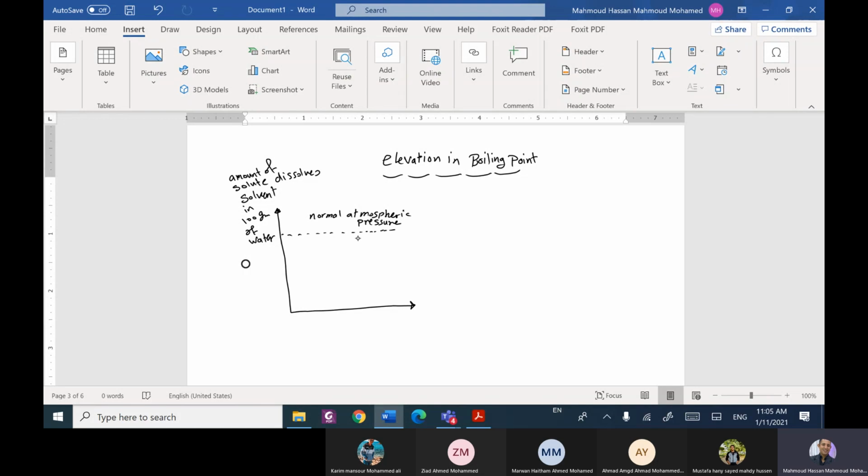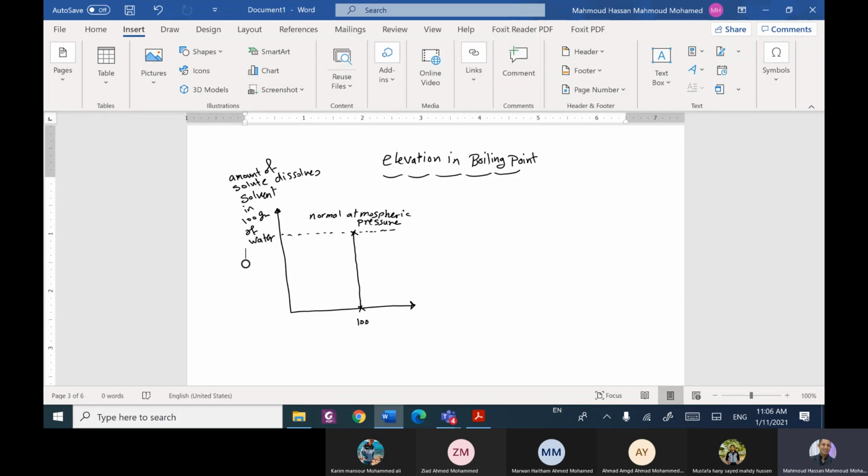We'll find firstly 100 degree. 100 degree represents the temperature at which the pure water boils. So the pure water will boil when it reaches the atmospheric pressure. The vapor pressure will be equal to the normal atmospheric pressure at 100 degree.